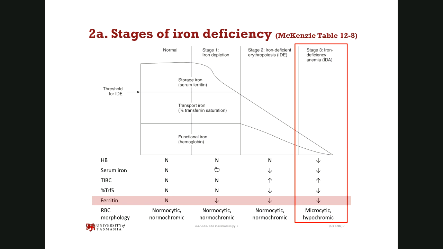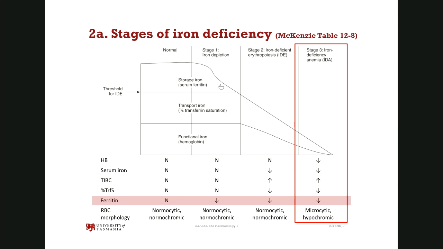So when we have a look at stage 1, where we have iron depletion, we've got progressive loss of storage iron. So here's our normal area here. Our storage iron is replete, therefore our percent transferrin saturation is perfect, hanging around 33%, and also our functional iron in our hemoglobin is fine as well. So our hemoglobin is within reference intervals for the population. So in stage 1, we get progressive loss of our storage iron.